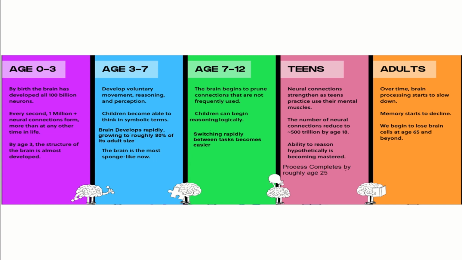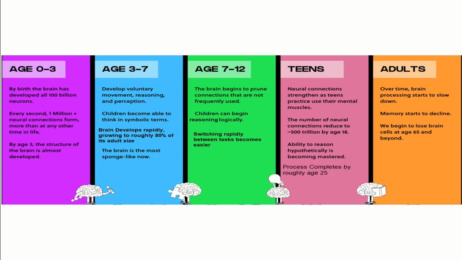Here, by the time we see ages 7 to 12, we see that children begin to reason logically and start to be able to understand that. And then by the time we get to teens, those neural connections are really starting to strengthen, and we're starting to see some neural trimming, where the connections are starting to reduce and become more refined and streamlined.